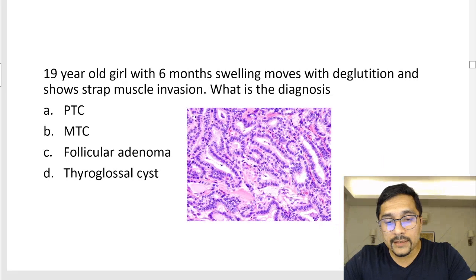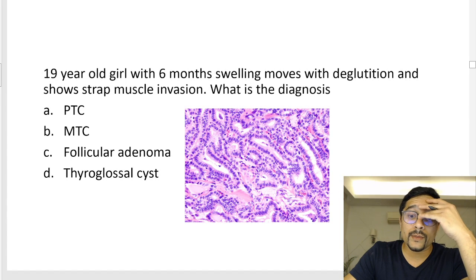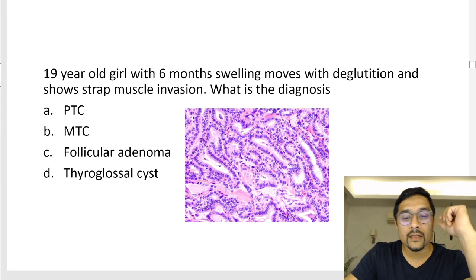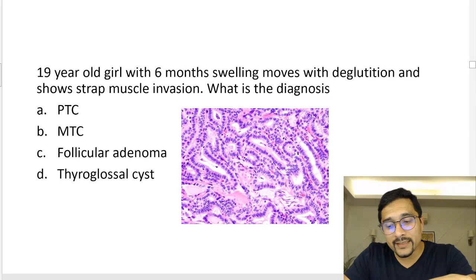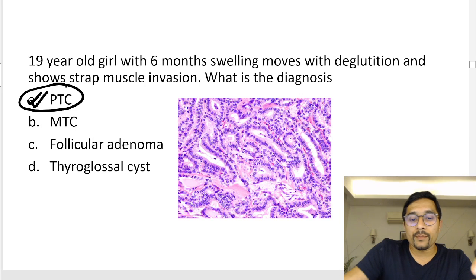A very common slide which is asked in the INICET exam: a 19-year-old girl with a 6-month history of swelling which moves with deglutition and shows strap muscle invasion. Here you can classically see the Orphan Annie nuclei. This is papillary thyroid cancer. The age group is also of that.